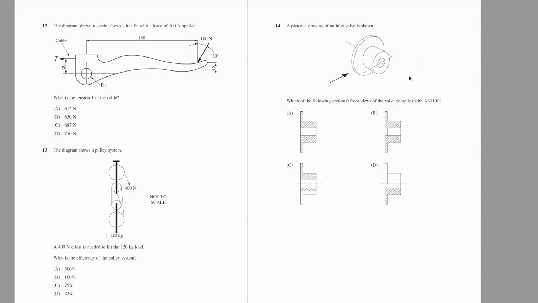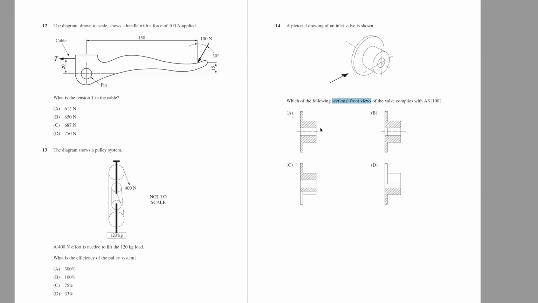But I think it's an ambiguous question because it relies on a piece of information one way or the other. The thing is, it says, which of the following sectional front views? It doesn't say half-sectioned front views, right? So because it doesn't say half-section front view, we rule out D. But D would otherwise be perfect.